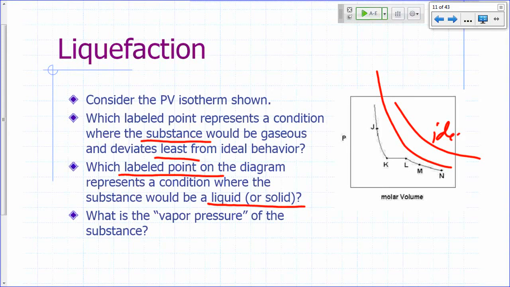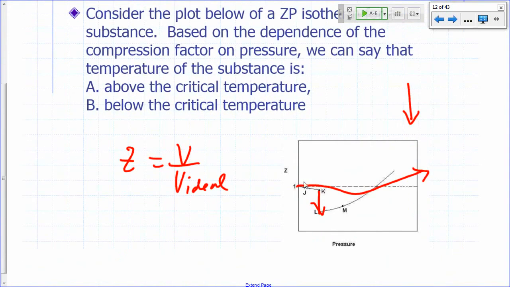If this was the ideal, your real curve might dip below ideal and eventually it's going to overtake the ideal curve. But if you don't see that horizontal line, you know that you're not condensing, you're not liquefying, or you're not turning your gas into a solid. So that horizontal line in a PV isotherm is indicative of liquefaction or deposition. A vertical line on the Z versus pressure plot indicates liquefaction or deposition.